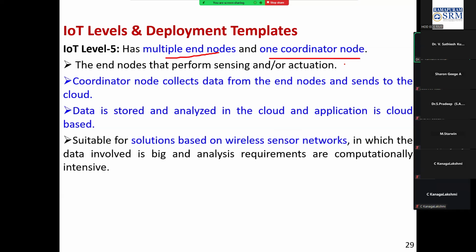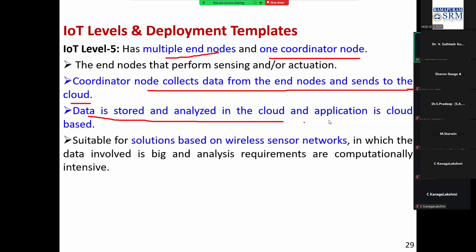What is the role of this coordinator? It will collect all the information from the other nodes. It will collect all the data from the end nodes and send it to the cloud, where the data is stored and analyzed. And the application is going to use the data from the cloud. So mostly this type of network is applicable in your wireless sensor networks.